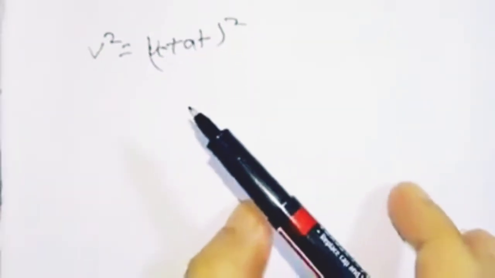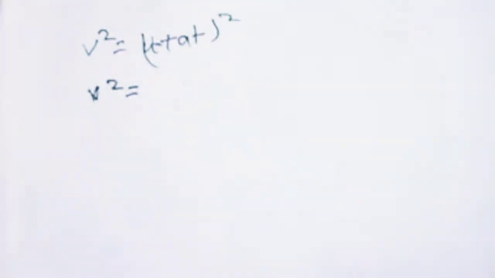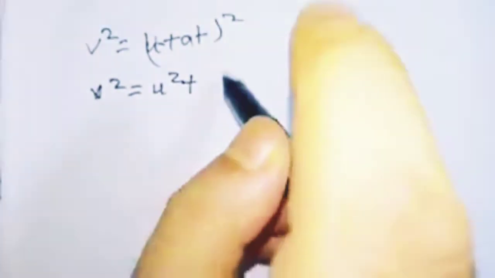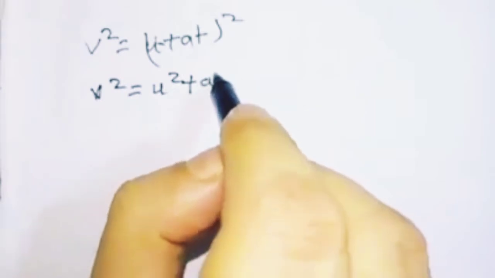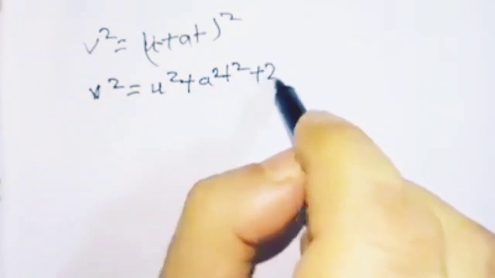So we square both the sides. v squared equals (u plus at) whole squared. By using the normal (a plus b) whole squared formula, what we get from over here is v squared equals, so we open this one, u squared plus a squared t squared, that is b squared, plus 2uat.